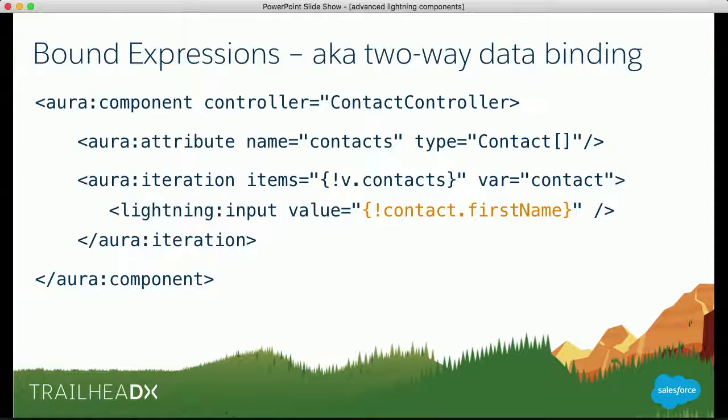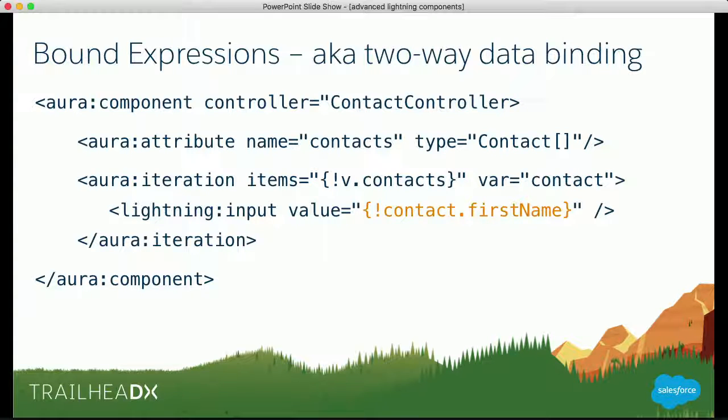Now, what that means in terms of being bidirectional is that if the model changes, and what is the model in this case? It's the attribute, right? The specific contact. If the contact changes, the input field is going to change automatically. So that's one way. And the other way is if you change the value in the input field, the model is going to change automatically. So in other words, contact is going to change automatically. This is super cool, but it's also super expensive.